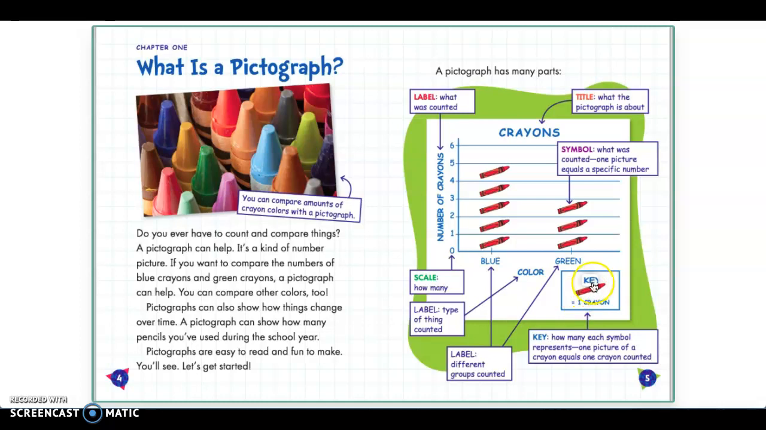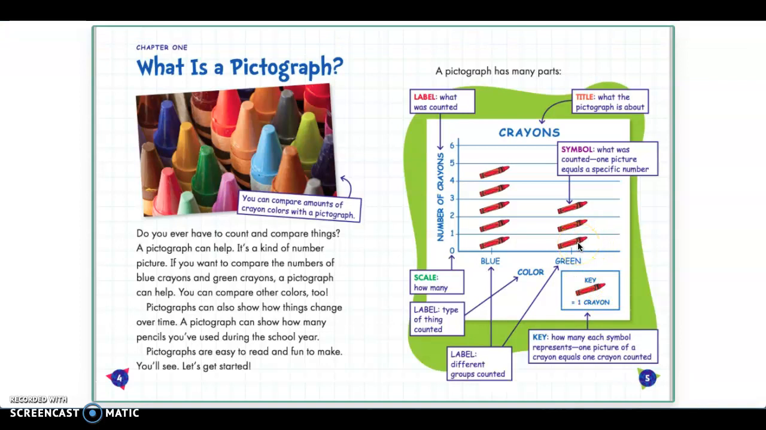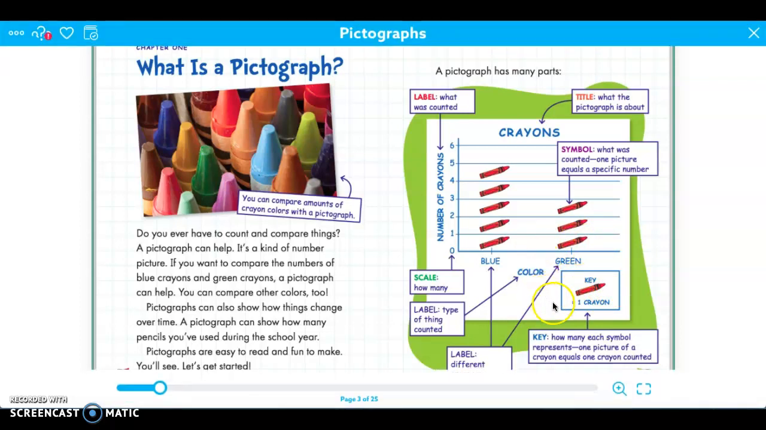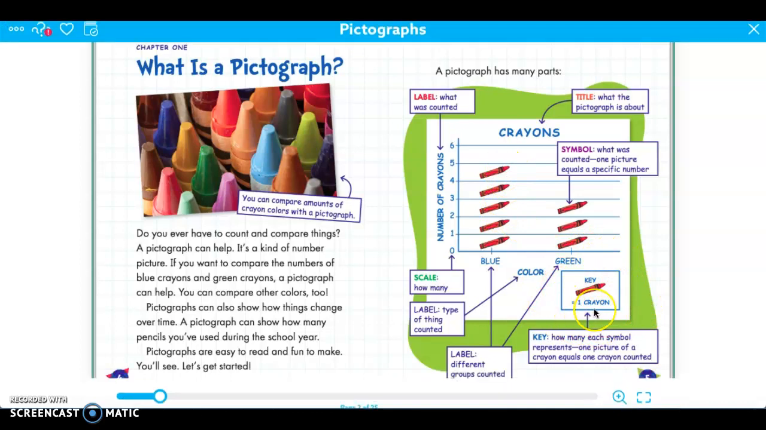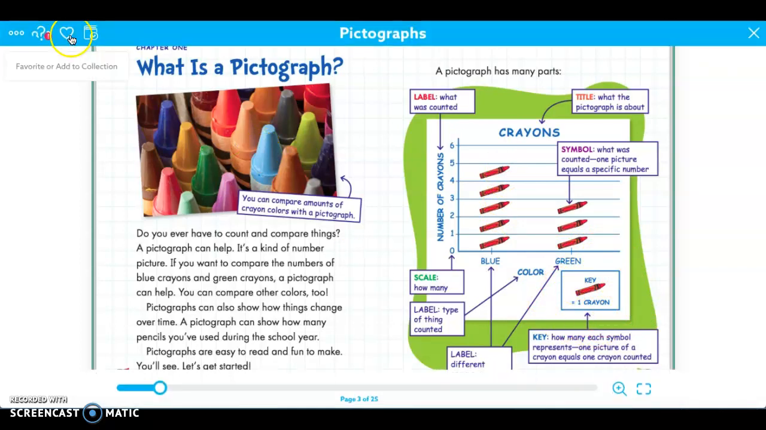So this says key. One red crayon equals one crayon, meaning anytime you see a red crayon, that means one vote. So sometimes you might see where it says key and it says the red crayon equals 5 crayons. So that means that you would have to skip count by 5s. So always look at that key and it gives you a clue on how to look at the picture graph.